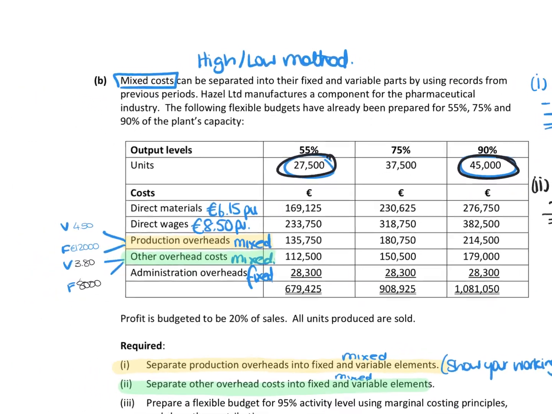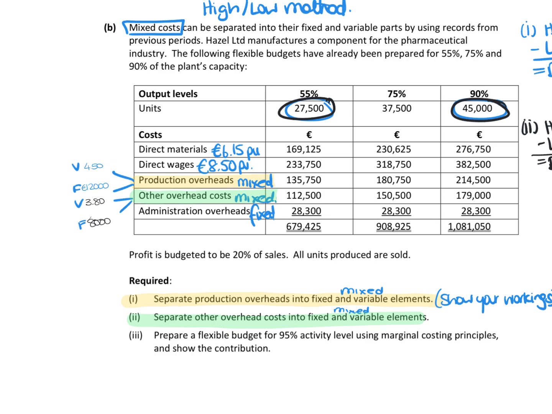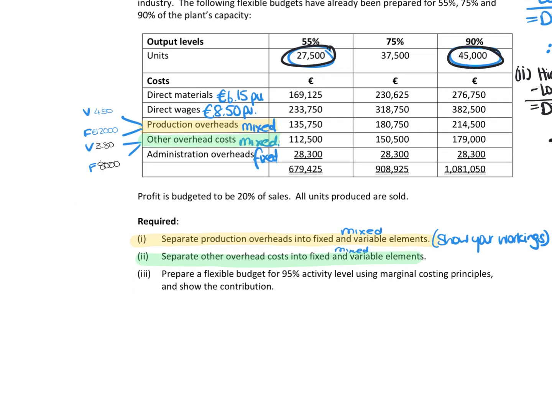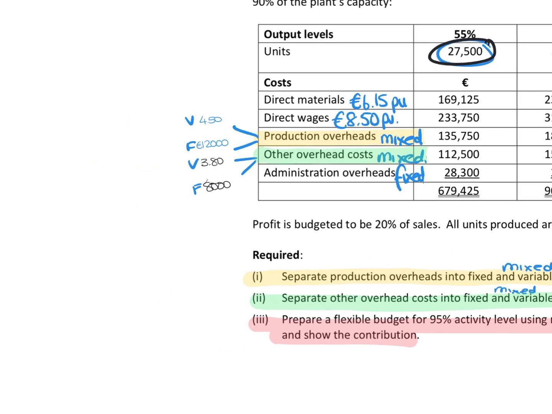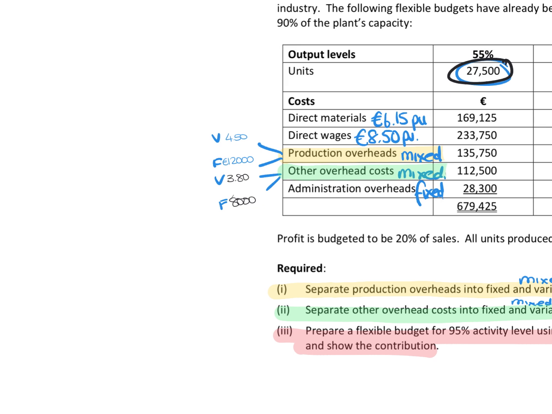Okay, so the next thing the question is asking us to do is prepare a flexible budget, okay, for 95% activity level using marginal costing principles, and show the contribution. So 95% activity level and show the contribution.